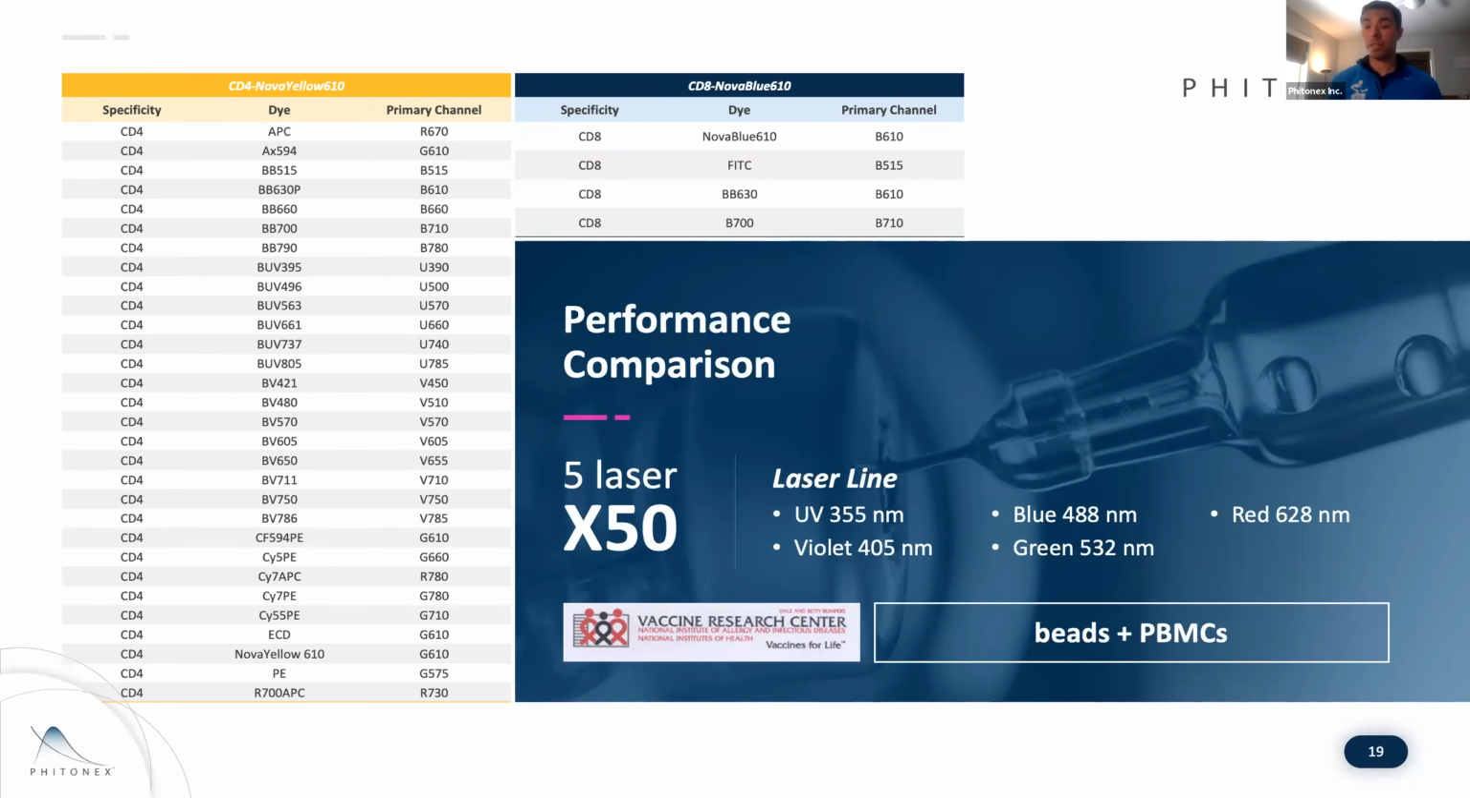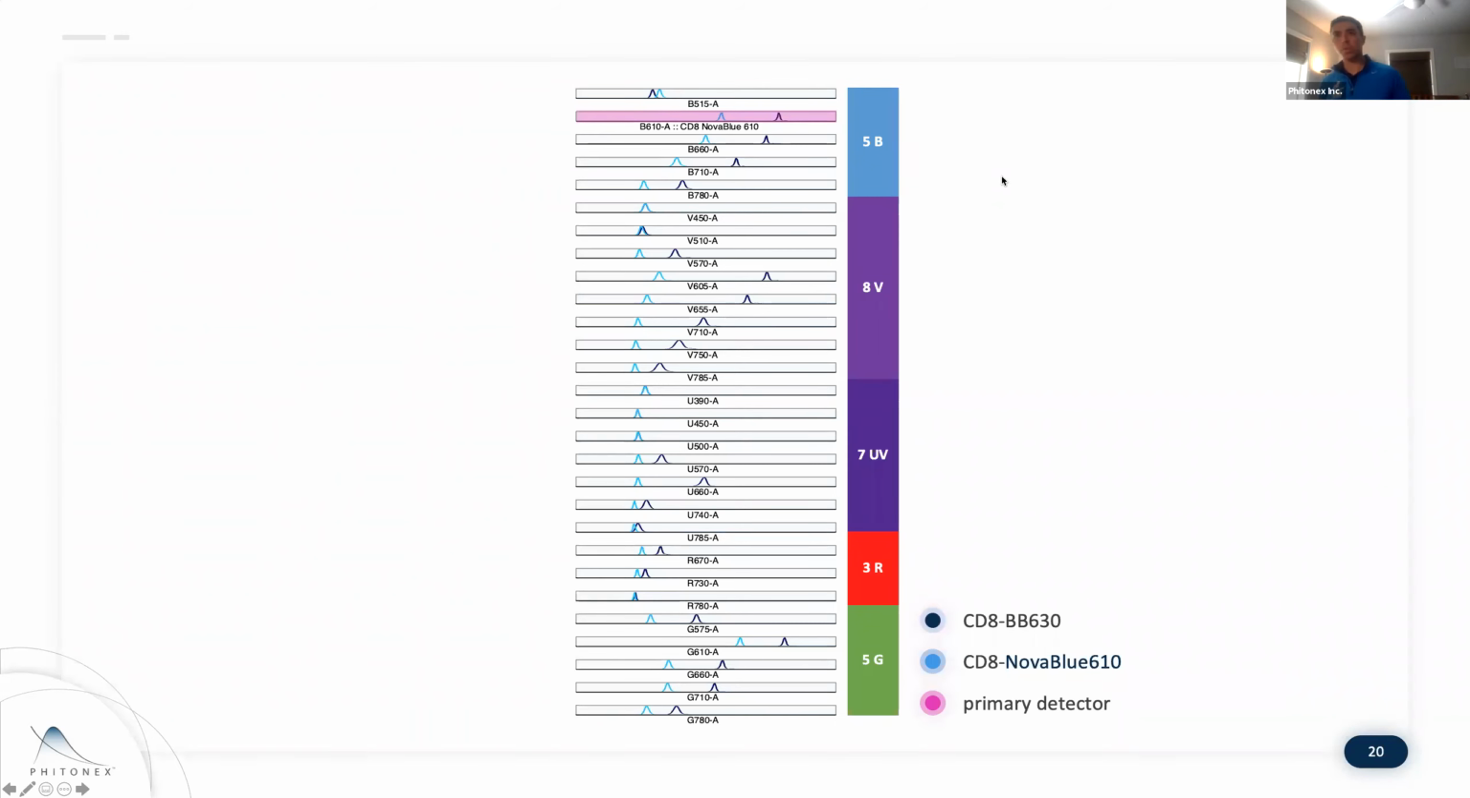And I'll show you some data off of the Attune as well for these 2 cluster labels, because that's what this is. These are labels that have the component dyes on 2 of the 4 arms of that cruciform structure. And so the first comparison that we'll do here, just to orient you, is we've got 5 detectors off the blue, 8 off the violet, 7 off the UV, 3 off the red, and 5 off the green. And we're looking at these histograms as a comparison between, in this case, Brilliant Blue 630, which is in this dark blue color, and NovaBlue 610, which is in this light blue color. And you can see that in the primary detector, it's not as bright, right?